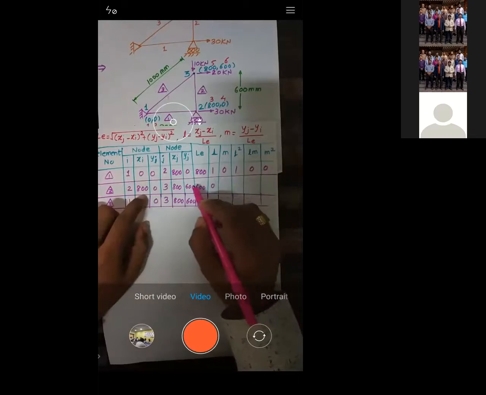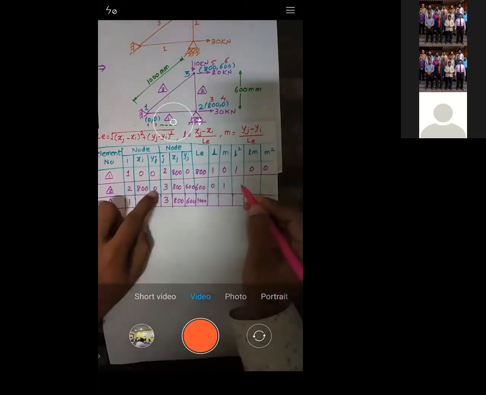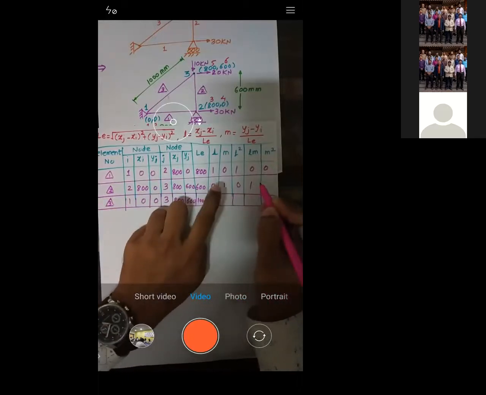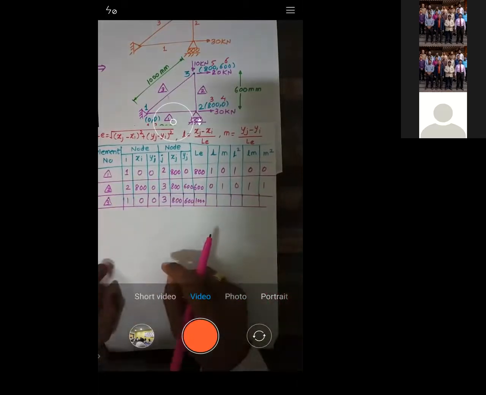Then M is yj minus yi, that is 600 minus 0 by 600, so it will come as 1, right? Then L square is 0, L into M is 0, M square is 1. See, this is how I'm writing.